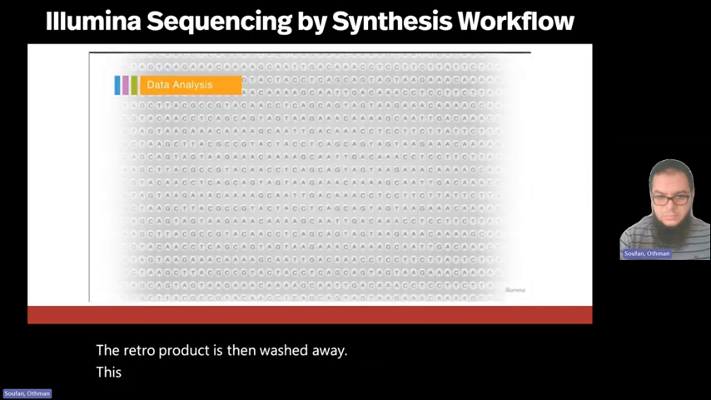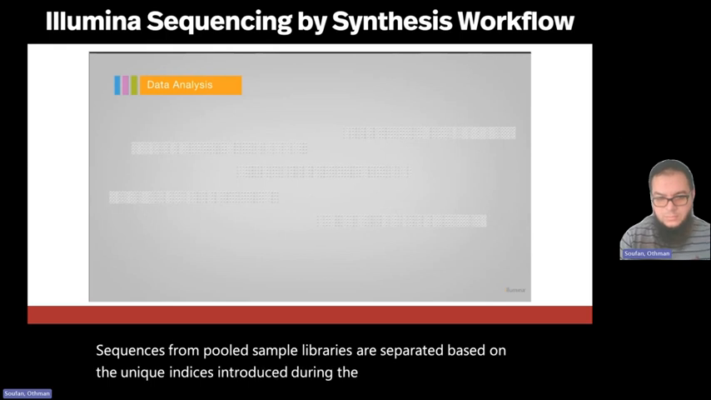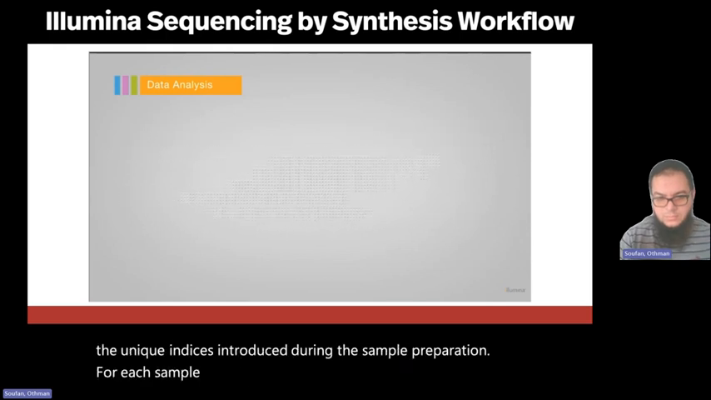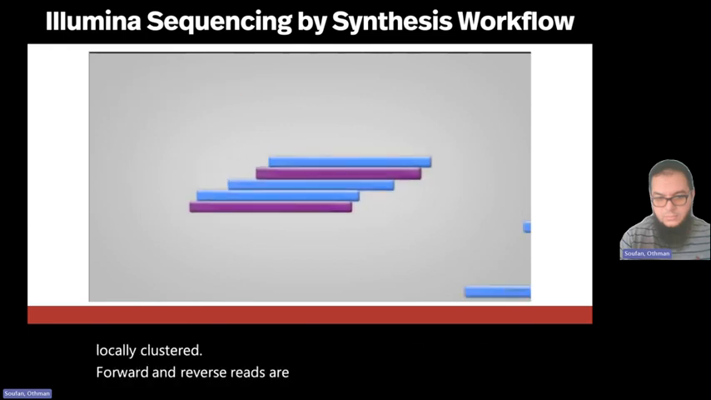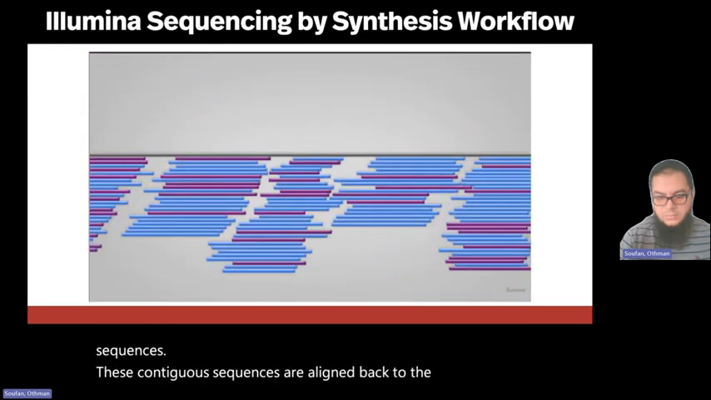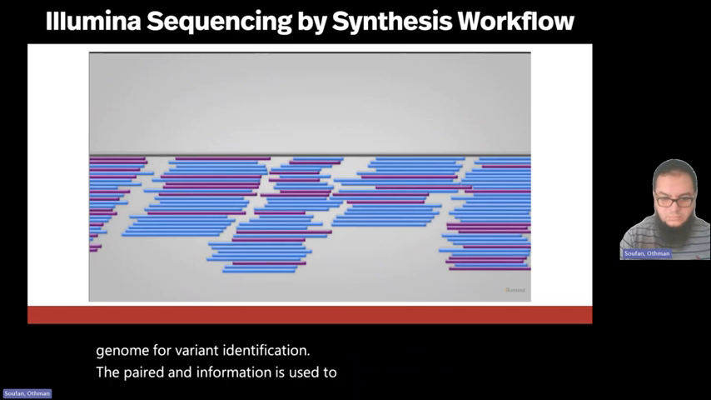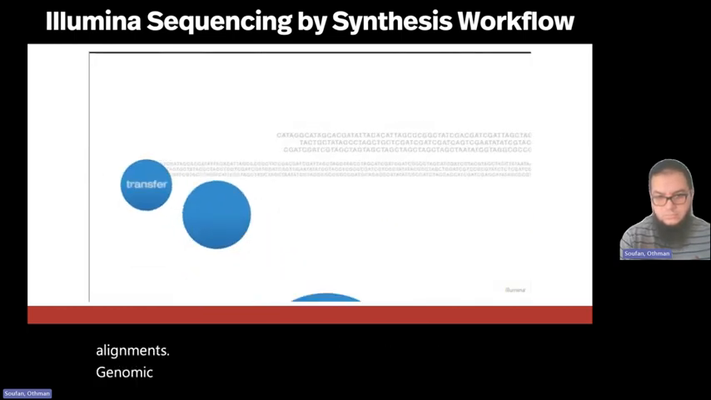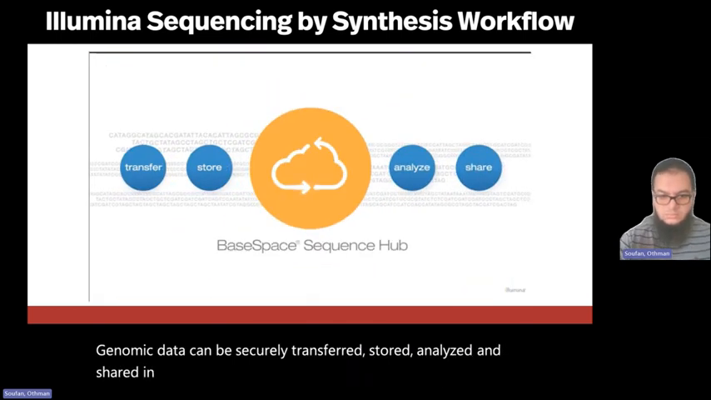This entire process generates millions of reads, representing all the fragments. Sequences from pooled sample libraries are separated based on the unique indices introduced during the sample preparation. For each sample, reads with similar stretches of base calls are locally clustered. Forward and reverse reads are paired, creating contiguous sequences. These contiguous sequences are aligned back to the reference genome for variant identification. The paired end information is used to resolve ambiguous alignments. Genomic data can be securely transferred, stored, analyzed, and shared in BaseSpace Sequence Hub.